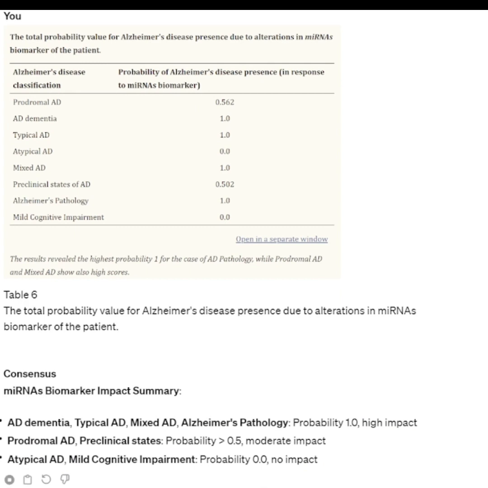miRNA biomarker impact summary: AD dementia, typical AD, mixed AD, and Alzheimer's pathology have probability 1.0, high impact. Preclinical states have probability 0.5, moderate impact. Atypical AD and mild cognitive impairment have probability 0.0, no impact.